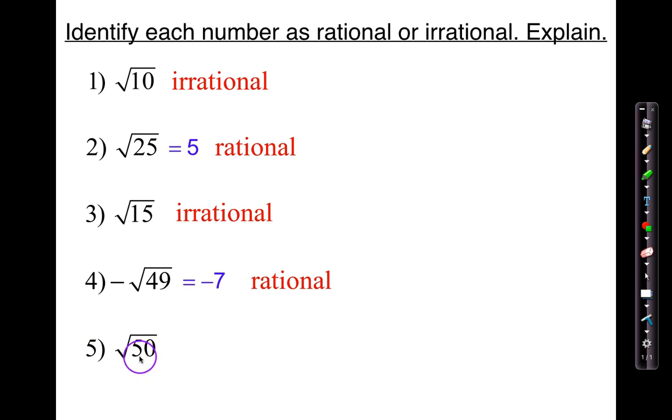And what about number 5? Well, that is going to be irrational. I kind of saw it in the previous slide. This number doesn't work out nicely at all. So therefore, it's irrational because it doesn't terminate, nor does it repeat.